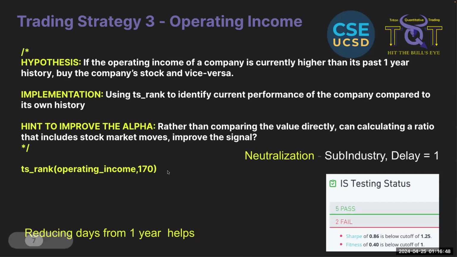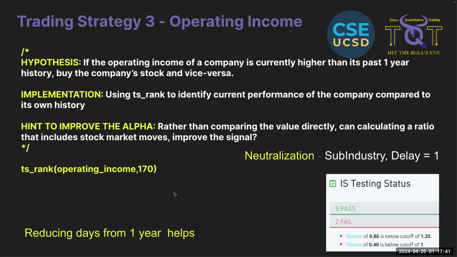Okay, so next one is about operating income. If the operating income of a company is currently higher than its past 1 year history, then that is good for the company. If you have a lot of operating income, you have more liquidity to invest in what resources you want to give to employees, to the clients, everything. So basically, the company is in a good state to invest or make their services better. So that's the operating income influence. And simply what I have done again is calculated the rank of operating income for the past 170 days.